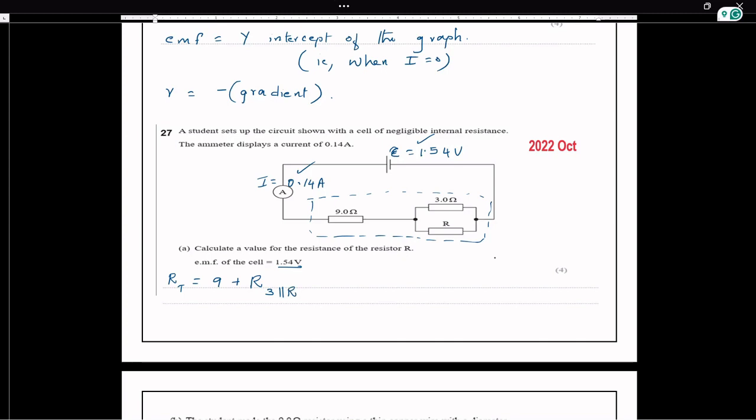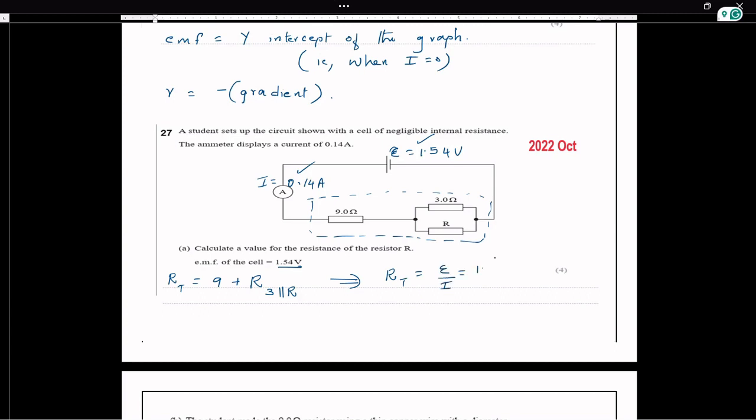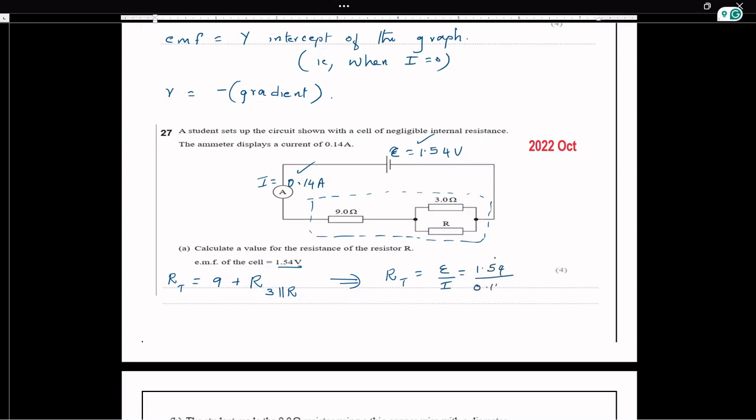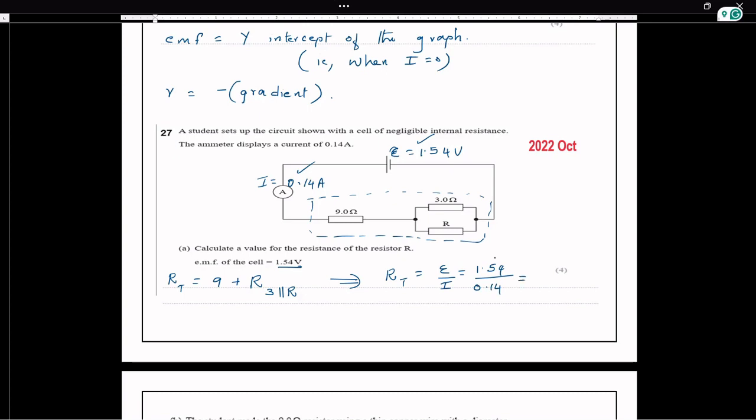Now this is R total. We can calculate it using the current and the EMF. Resistance is the voltage over current, and I am using that formula. It is 1.54 over 0.14. This will give an answer of 11 ohms. This is the total resistance, so I am going to write 11 ohms here.